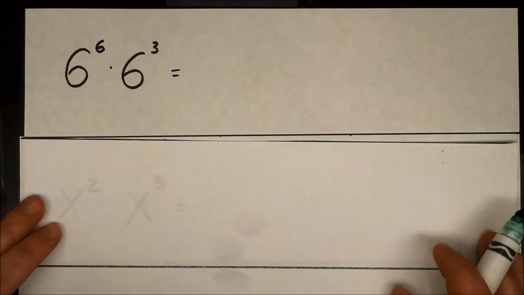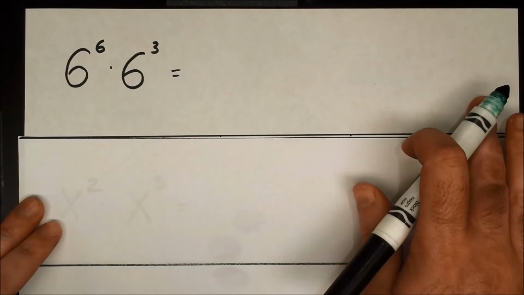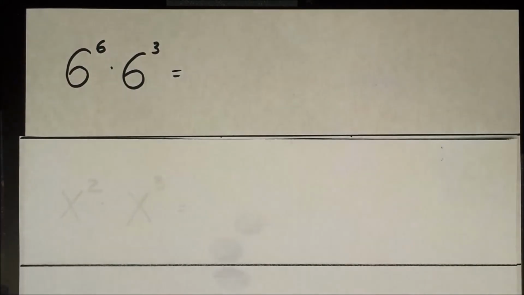And we're back. So here we have 6 to the 6th power times 6 to the 3rd power. I have a question for you. Are the bases in these 2 exponential forms the same? Yes, they are. They're both 6. So what can I do to the exponents in this multiplication problem that has 2 exponential forms with the same base?